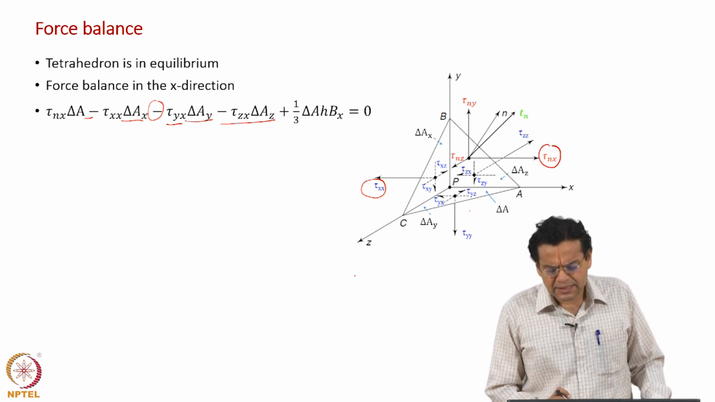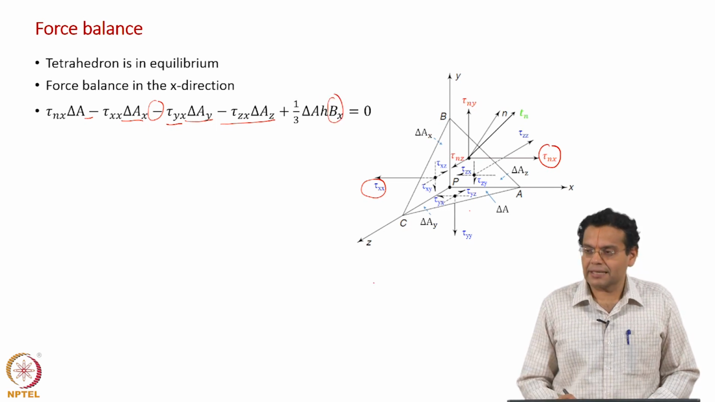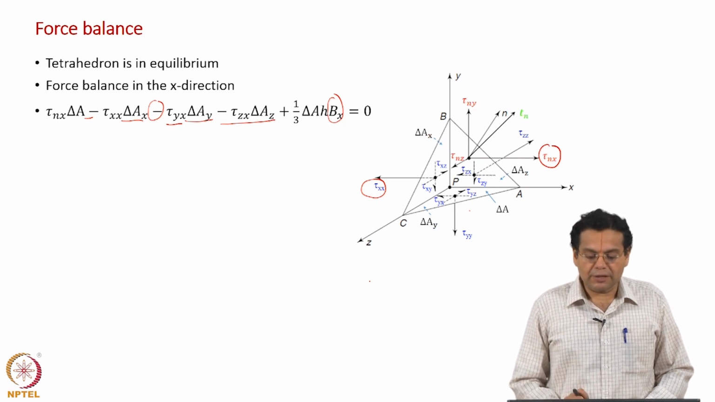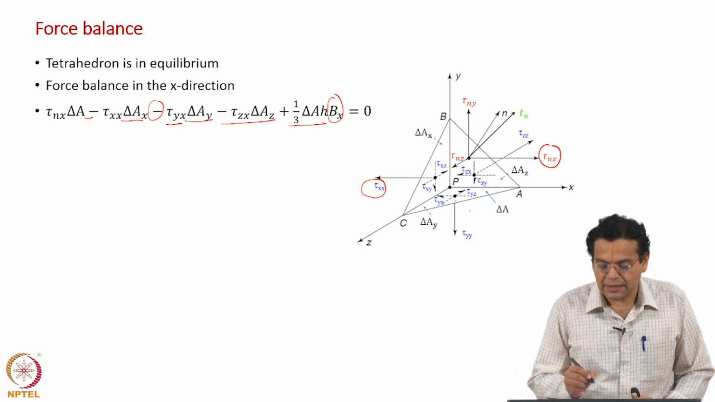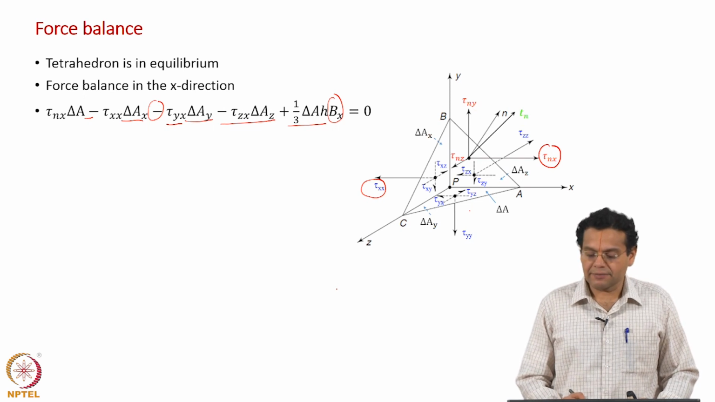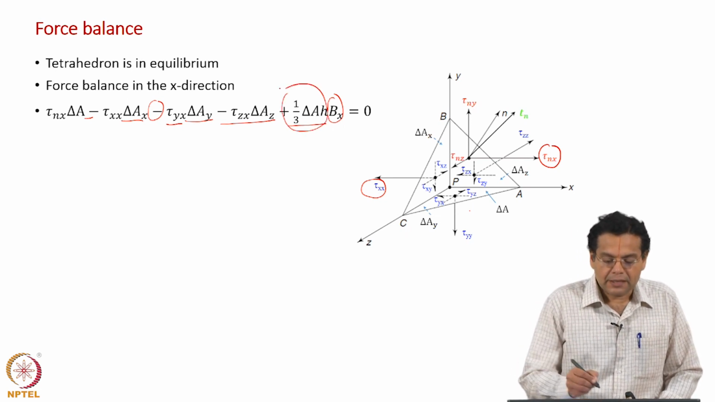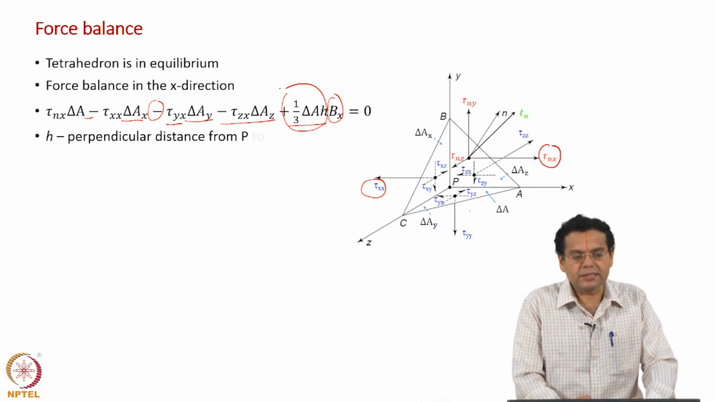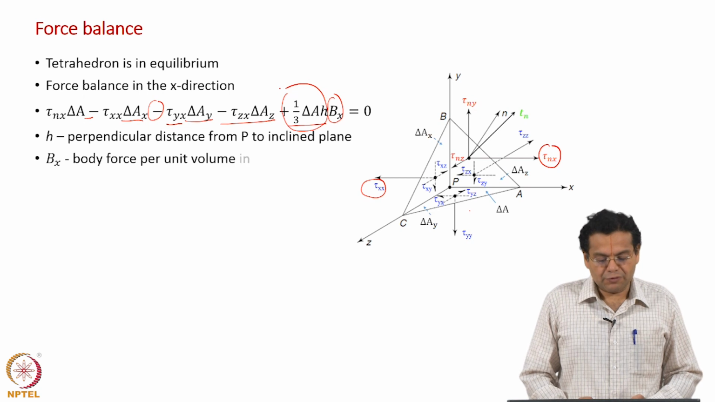Now, this tetrahedron will also have a body force. We will denote that body force along the x direction, along the positive x axis, as Bx, and that unit of body force is body force per unit volume, and we know that the volume of tetrahedron is 1/3 delta A h, where h is the perpendicular distance from P to the surface of the arbitrary plane. So, this is the volume of the tetrahedron multiplied by the body force per unit volume.